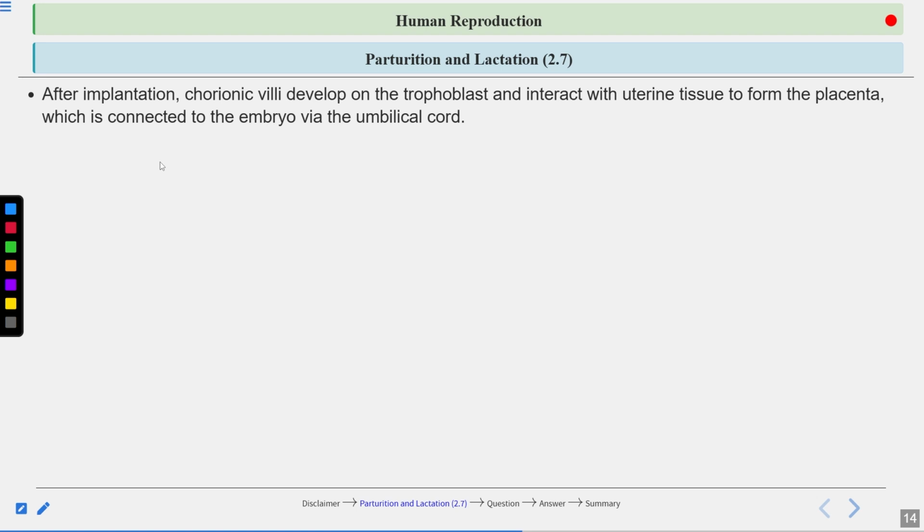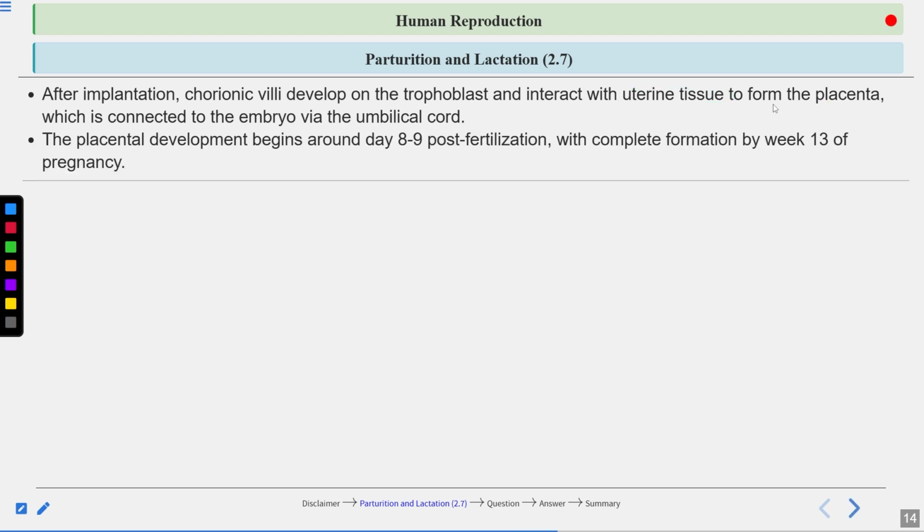We have already discussed what happens after implantation. The placenta is formed, and the placenta consists of two kinds of tissues: fetal tissue and the uterine tissue, which is the maternal tissue. And we have studied the role of the placenta also. The placenta is connected to the embryo through the umbilical cord. Clear?